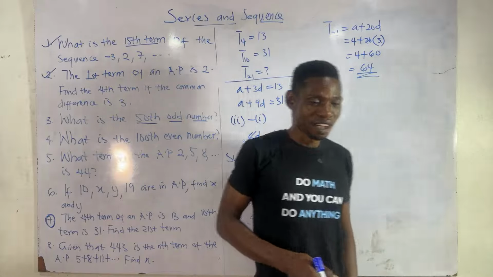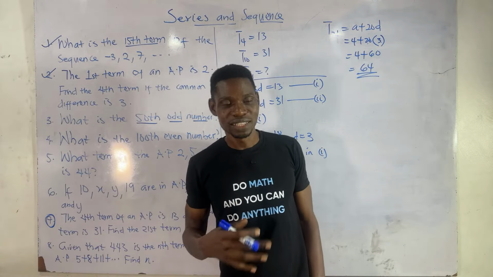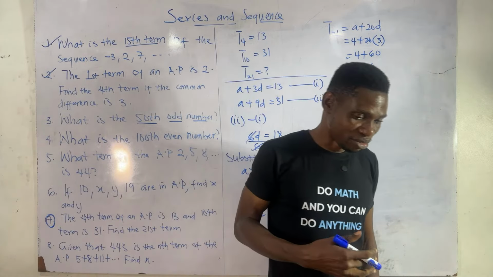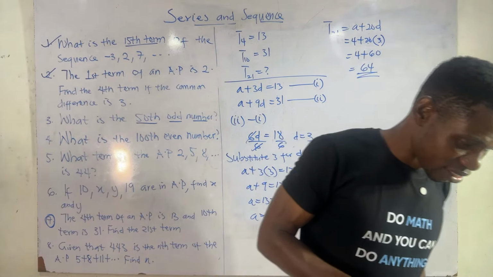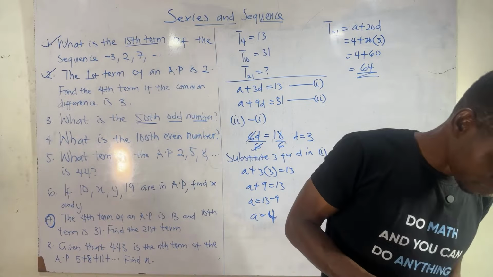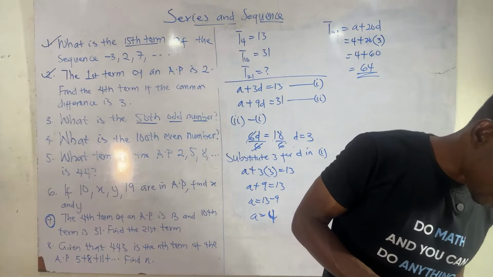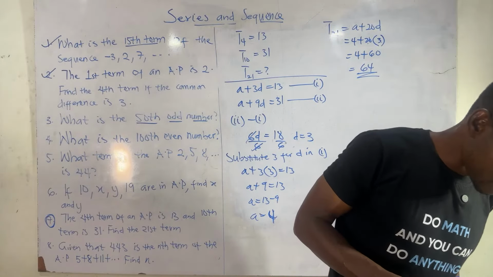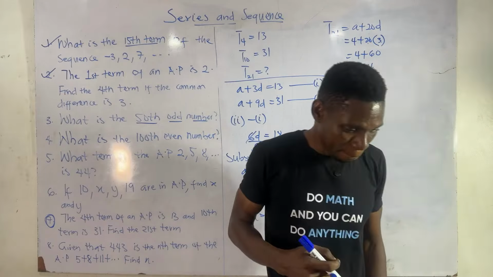Okay, so if you have followed us till this point, it means that you have really been gaining something from the class. Okay, so yeah, some already got 64, like Ginika and Benita.